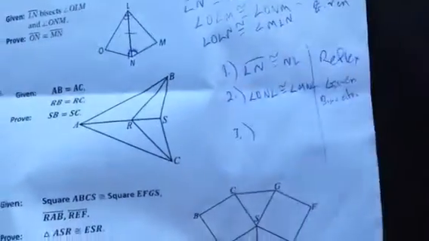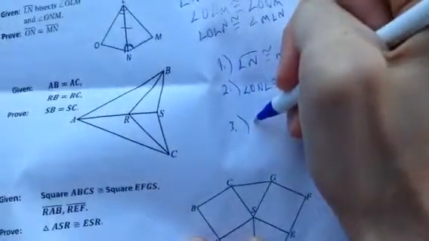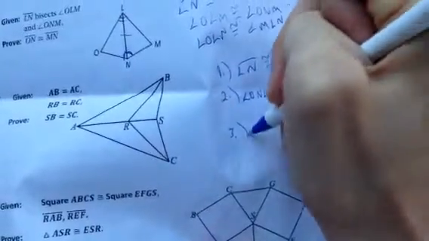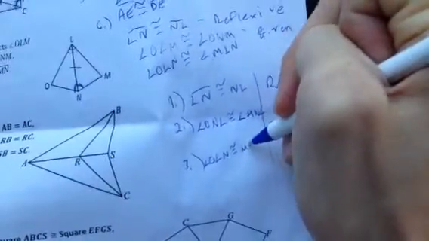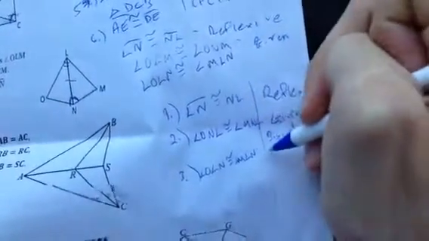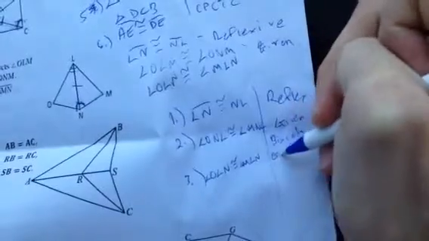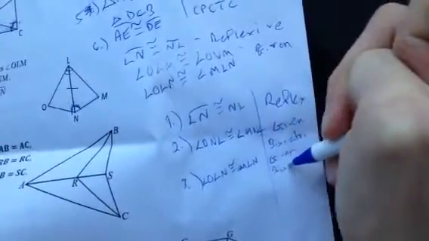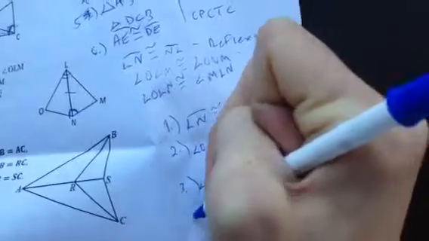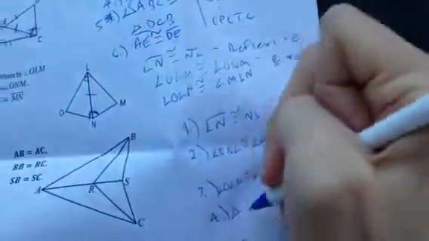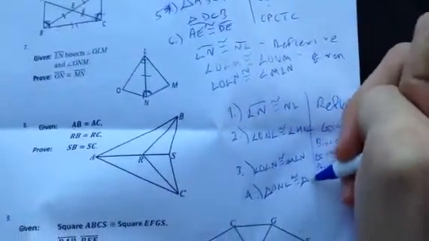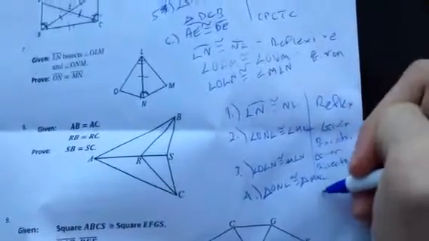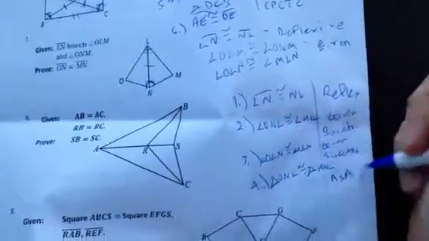And then number 3, we have another bisector. Angle OLN is congruent to angle MLN. And that is also given. I'm going to put bisector in there as well. So now we see we have angle, side, angle. So triangle ONL is congruent to triangle MNL. I'm going to write over here angle, side, angle.